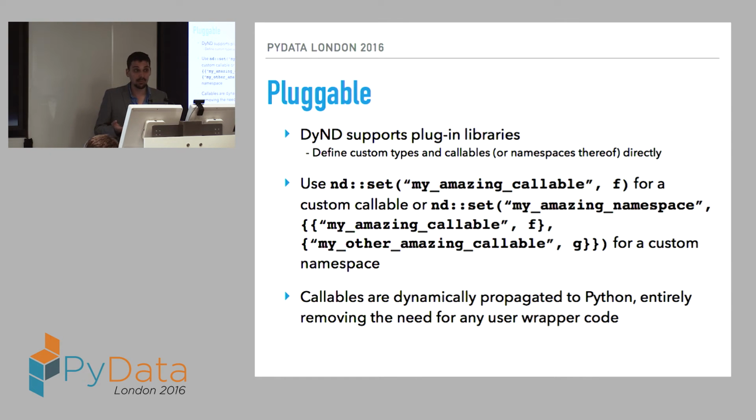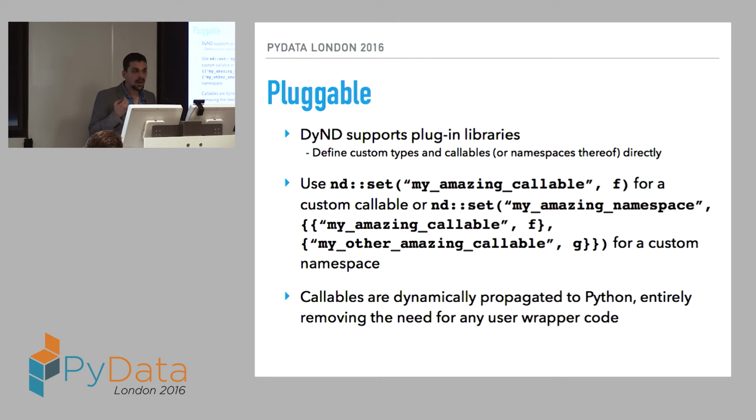So DyND's also pluggable. I think this is something interesting, which we haven't talked about much before. DyND supports plugin libraries. So when we were building it, we've been thinking about what if someone comes along, maybe they're writing games, maybe they're doing data science. Doesn't matter what they're doing, but they want to write some specific callables or types for their needs, and they'd like them to be propagatable to the other languages DyND supports, which for instance Python is.